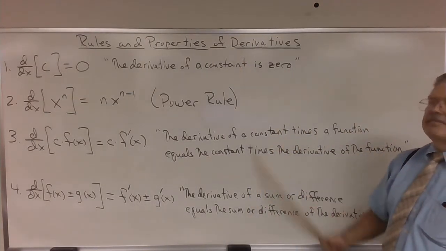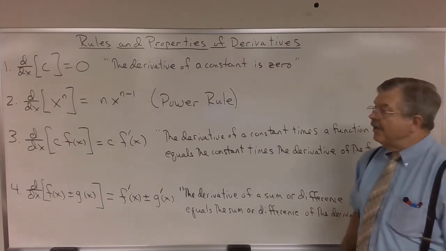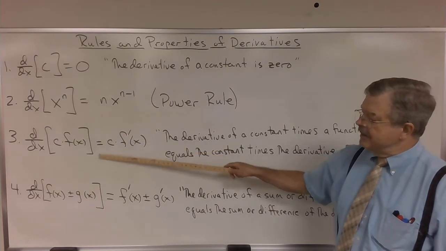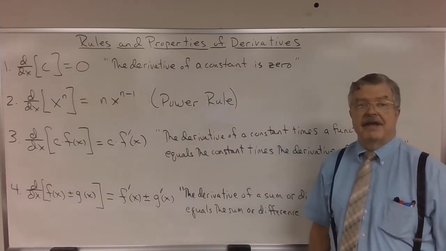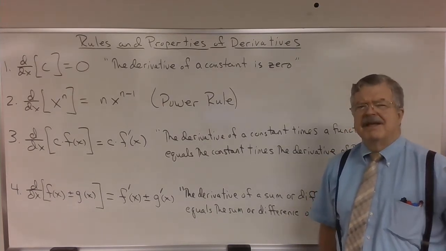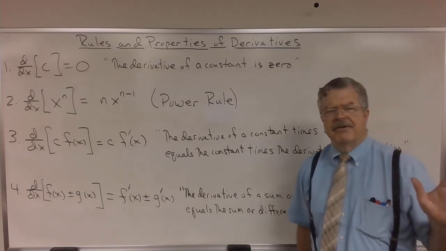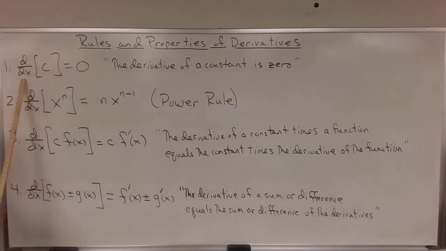Okay, rules and properties of derivatives. And notice that all four of these properties are stated using the ddx notation. That's one of the reasons that I sort of beat that bit about the notation into the ground a few minutes ago. Here we have the derivative of a constant, and that's equal to 0. So the derivative of a constant is 0.